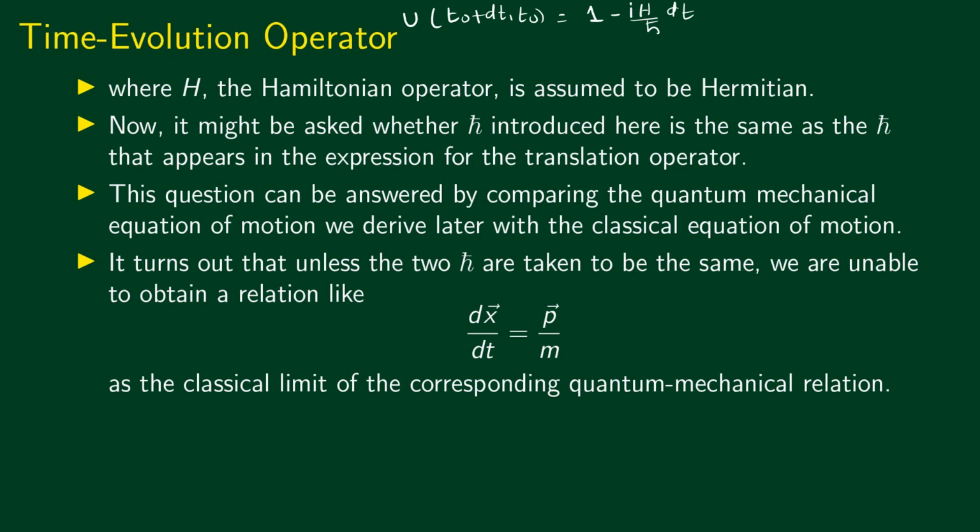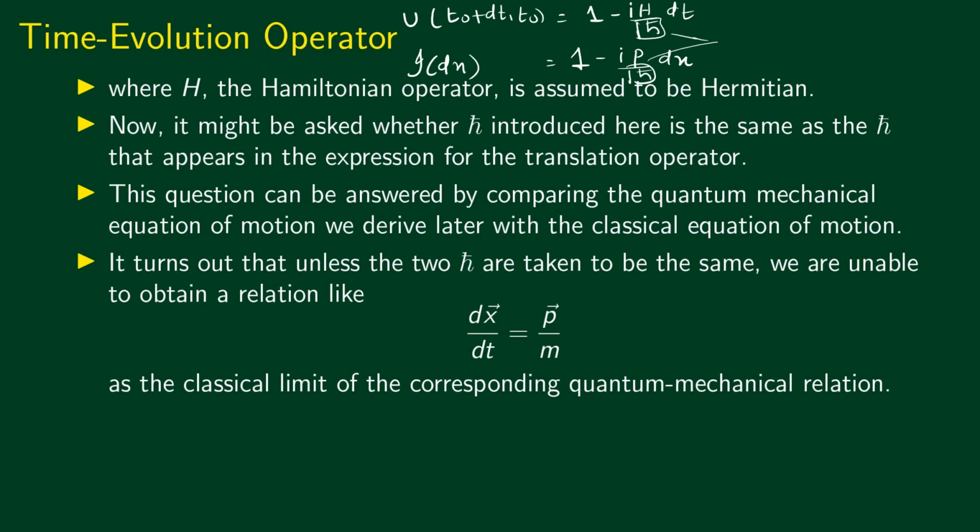We also had the space translation operator, which we wrote as J(dx) in one dimension. Let's write it as the identity operator minus i p by h bar dx, where p was the generator of space translations and we called it the momentum operator. Now the next question is whether the h bar appearing here and the h bar appearing here need to be the same, right? Should they be the same thing?